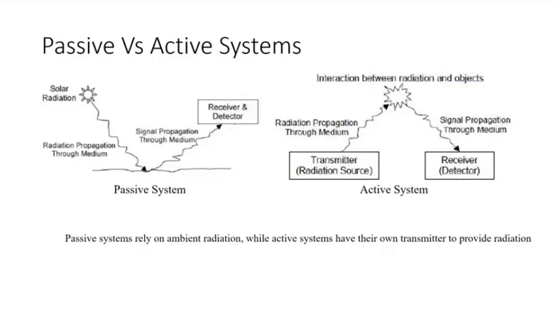Active systems bypass this problem by providing their own source of radiation. Active systems have a transmitter as well as a receiver, which is usually tuned to only receive radiation from the transmitter. The unique signal from the transmitter can be isolated from other returns, which allows for greater clarity in the final data. Active systems also tend to have greater range than passive systems, because they can provide radiation at a much greater intensity than occurs naturally.